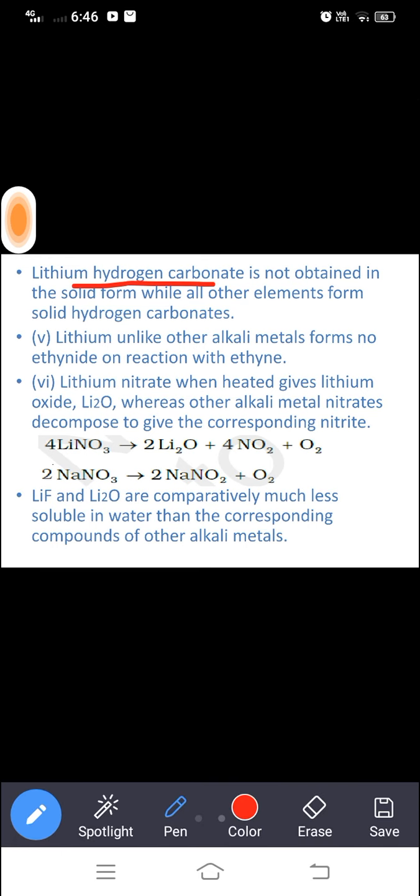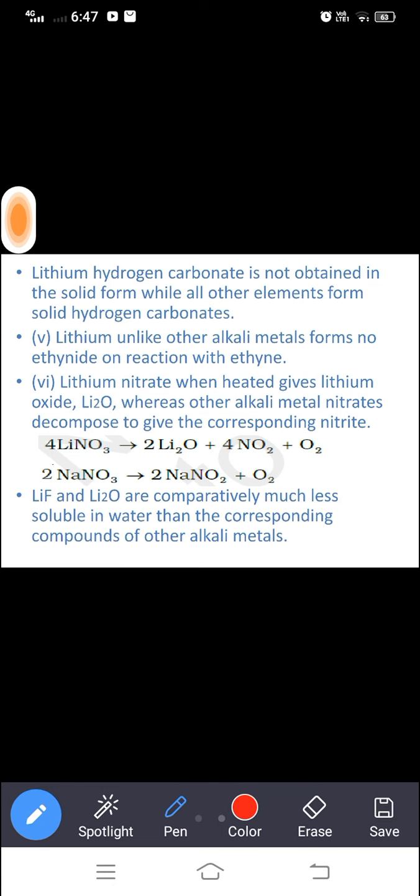And this we know, lithium hydrogen carbonate is not obtained in the solid form. The reason is that the hydration enthalpy for lithium is high, so it has to overcome that, and only then can it exist in the solid. And lithium, unlike other alkali metals, will not form ethynide; it will not react with ethyne.